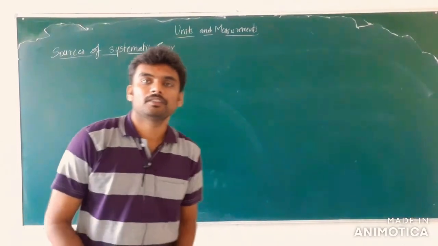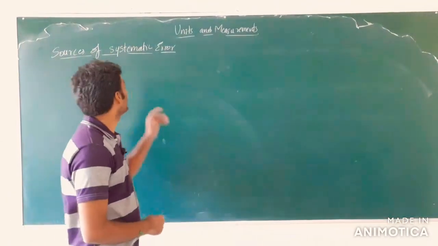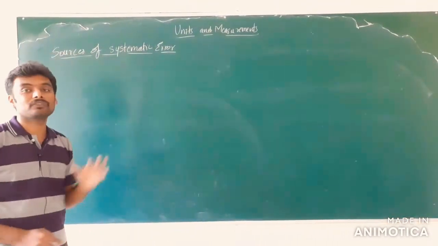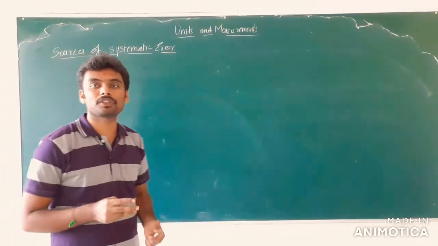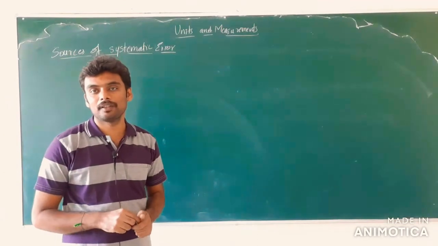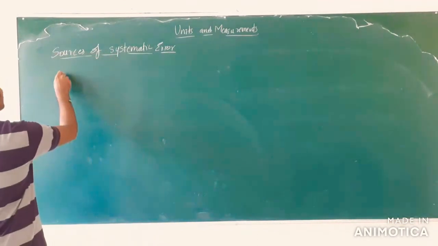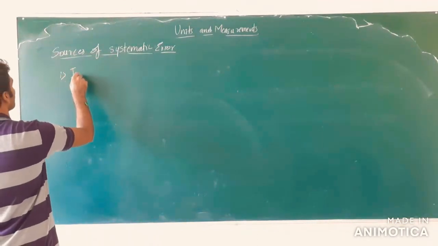Right. So now we shall see different sources of systematic error. Majorly, we have three sources for systematic error. The first source is instrumental error.